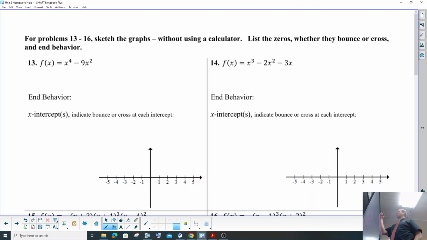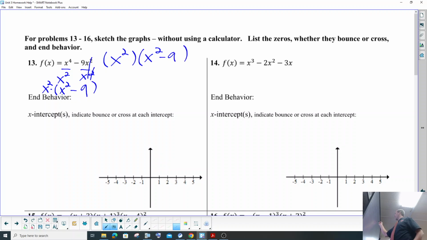So you have to factor. What can you pull out? What's the GCF? We'll pull out an x squared. So x to the 4th, we divide by x squared. We still need that GCF because that's one of our x-intercepts. So x to the 4th, take away x squared is just x squared, minus, the x squareds cancel, leaving us with the minus 9. So we have an x squared as a factor, and we have x squared minus 9 as a factor.